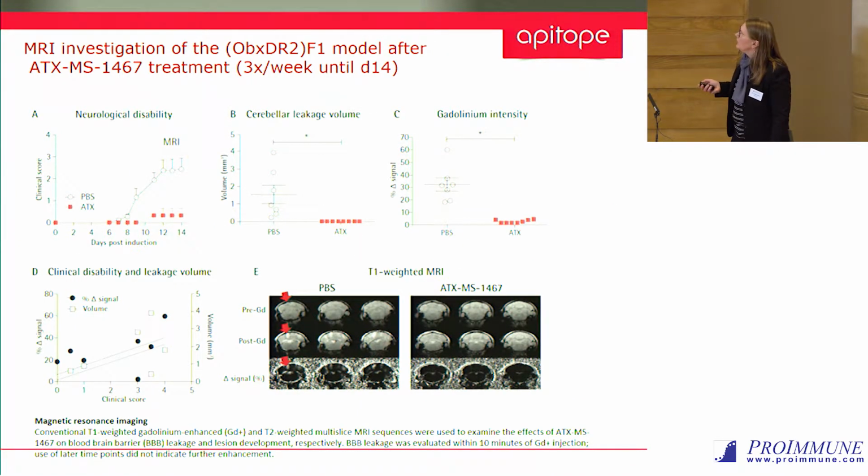Just to bridge over to the clinic, where MRI is actually used as one of the major or primary endpoints. Here you can see an MRI study that was done in these mice to actually see if MRI was suitable to use as a biomarker, both from a safety and efficacy point of view. And the neurological disease scores are over here. And you can see that the ATX treatment in this study was actually started quite early, so you prevent anything from happening. But yes, the leakage volume is actually very different in this model, and the ATX is downregulated there. And again, the gadolinium enhanced intensity with the T1 weighted MRI, which is mostly used in the clinic, was also detectable as a difference in this case.